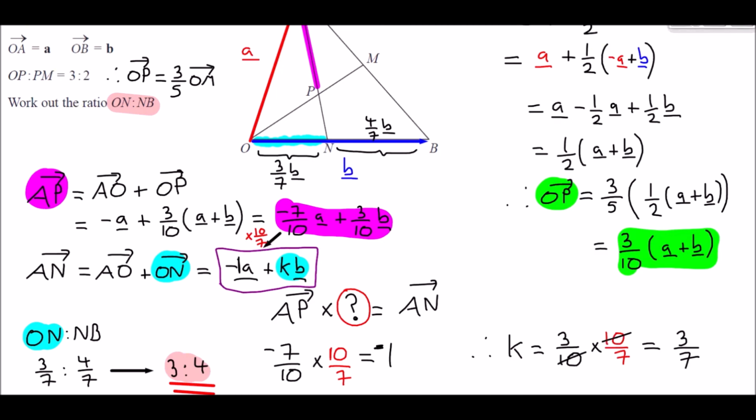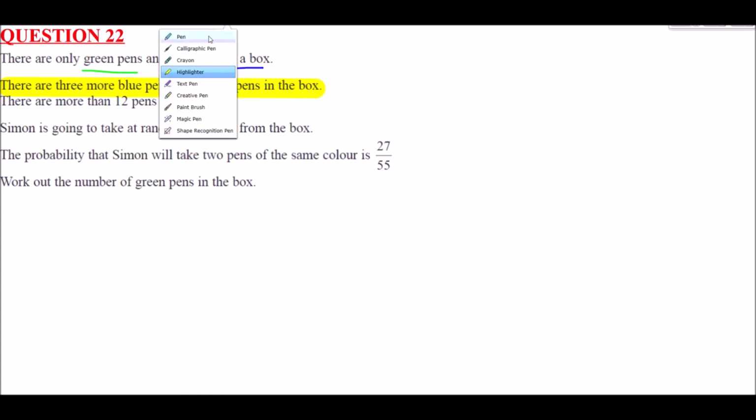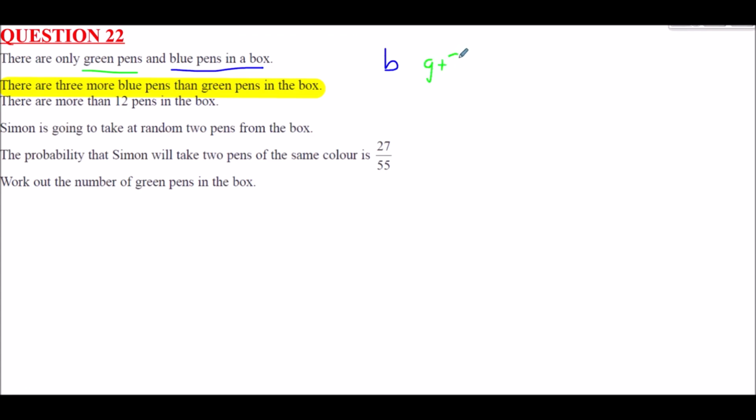Finally, we finish off with the last question on the paper, so let's have a look now. Question 22. We're told there's only green pens and blue pens in a box. So let's just think of green and blues. Now this line here is going to be crucial. There are 3 more blue pens than there are green pens. So the number of blue must be the same as the number of green plus 3. So B equals G plus 3.